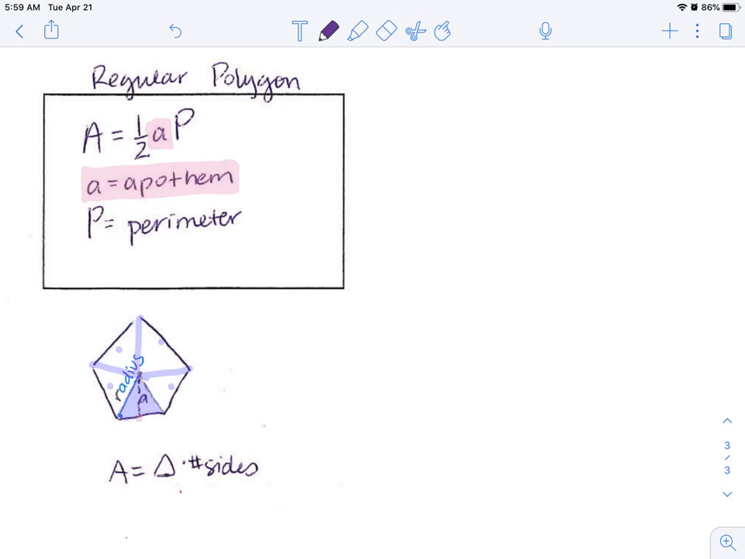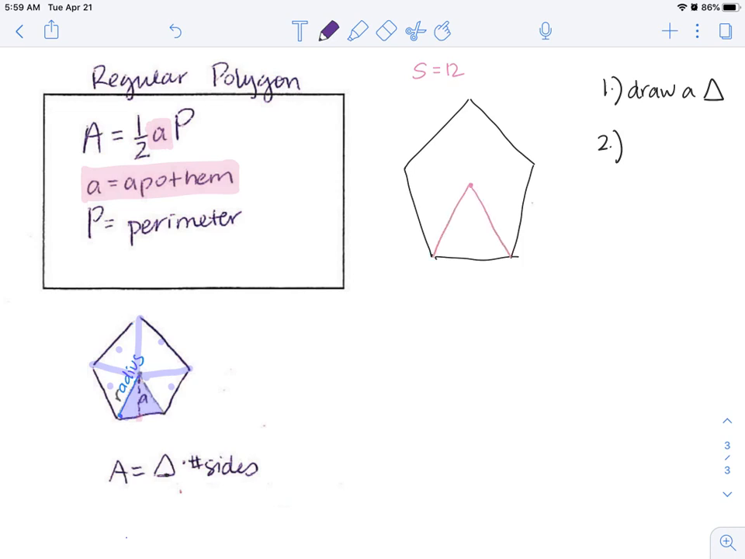Let's do an example. Now, you cannot put this example on here. I will let you put the instructions on here, but you gotta get another piece of paper out to just practice this. So let's take a pentagon whose side lengths are 12. So the first thing we're gonna do is, step 1, draw a triangle. I'm going to draw this triangle in here. Step 2 is to find out, we're going to draw in the apothem too.